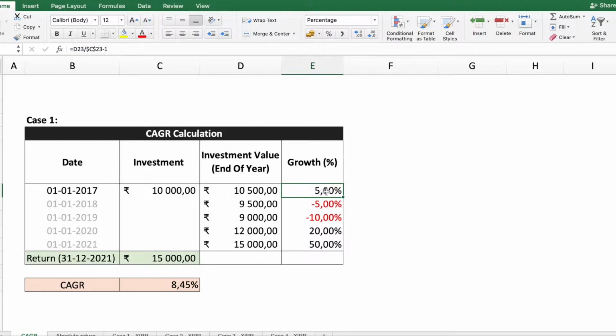I have shown here absolute return. If you don't know how to calculate absolute return, I have given the link in the description and also on the right hand side of the video. If you want to know how to calculate absolute return, you can watch that video as well.